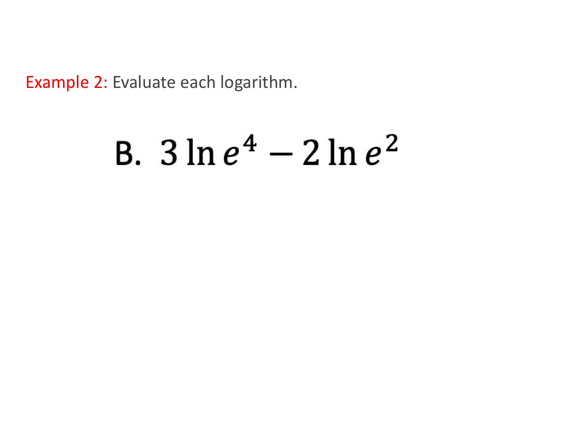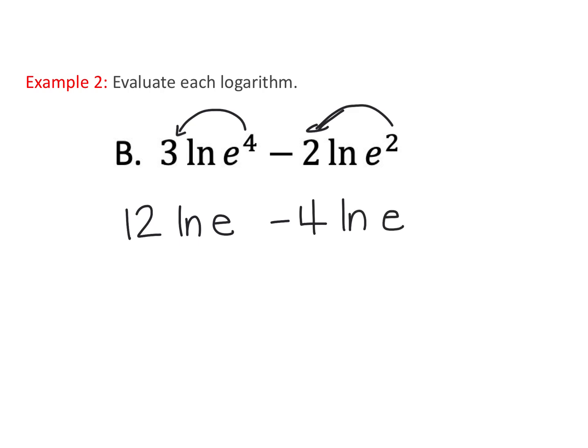Okay, well, first of all, I'm going to apply my power rule on both parts of this expression here. And I'm going to bring the 4 out front to multiply. So I'd have 4 times 3, which would be 12, times the ln of e, minus 2 times 2 would be 4 times the ln of e.